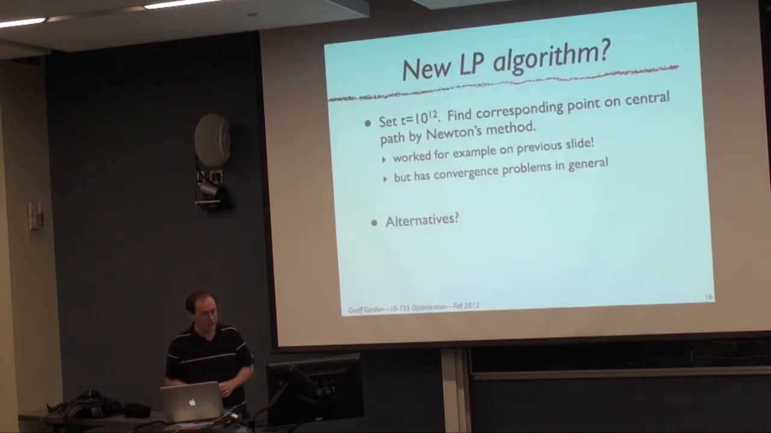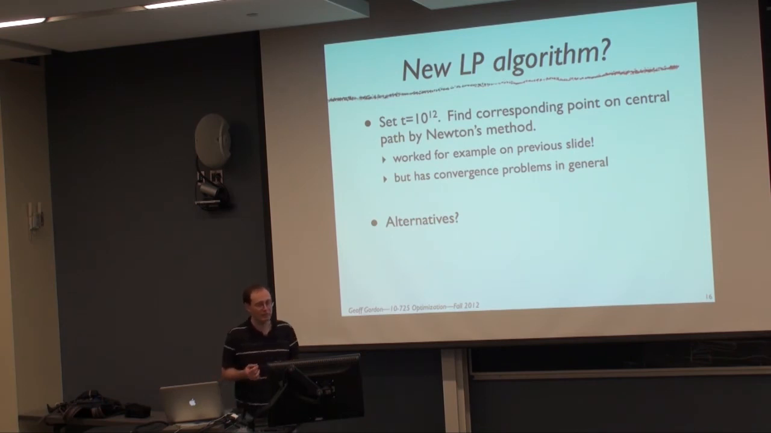So have we discovered a new linear programming algorithm, right? We just set t equals 10 to the 12, find the corresponding point on the central path by Newton's method. It worked really well for this simple example, but in general, it has convergence problems, right? So let's talk about alternatives. What might we do instead?